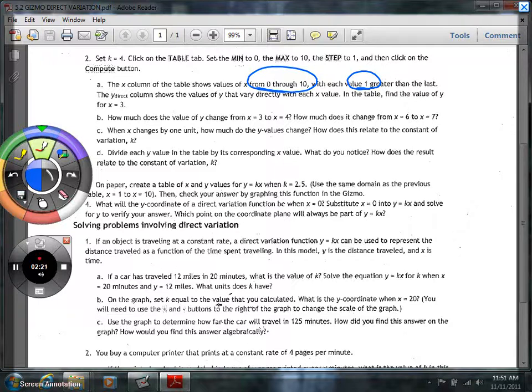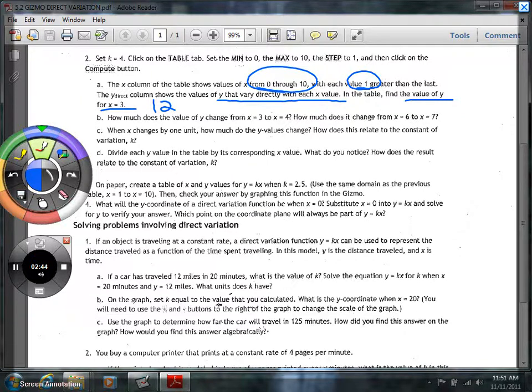Then the y column shows how the y's change every time you plug in a different x. You can see what the y is. It's just a nice little table to show you that. So the first question, find the value of y when you know that x equals 3. So if you have that all set up correctly, if you look at the 3, it should say 12 for the y coordinate.